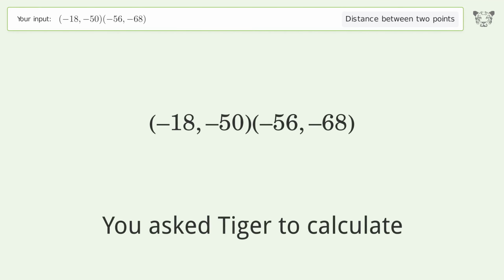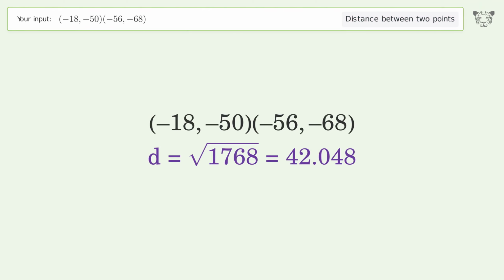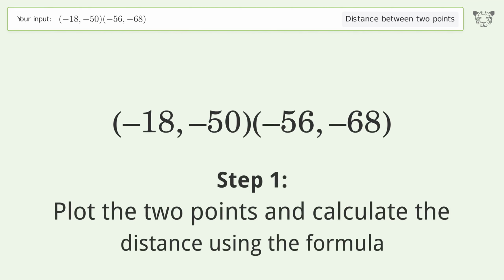You ask Tiger to calculate. This deals with the distance between 2 points. The distance between the 2 points is the square root of 1768 or 42.048. Let's solve it step by step. Plot the 2 points and calculate the distance using the formula.